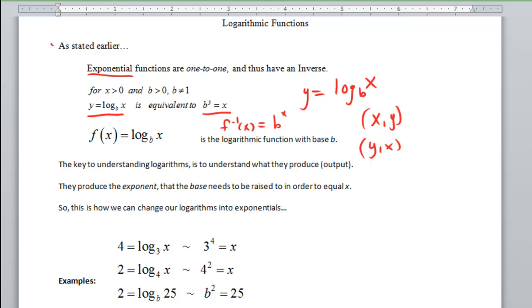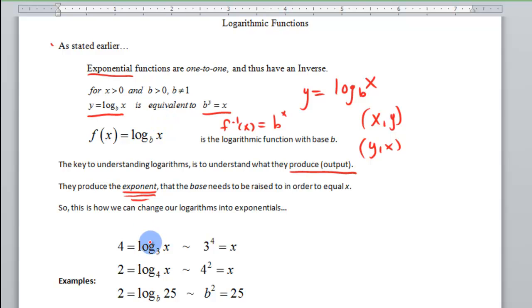Now the key to understanding logarithms is what they produce. It's their output. What comes out of a log. Now, if you look back up here, the log produces this y value. But what is the y value? It's an exponent. See that? So they produce exponents. Okay, logs produce exponents. So the log of something is a number. That number is an exponent to the base. It's the exponent that the base needs to be raised to in order to produce your input, x.